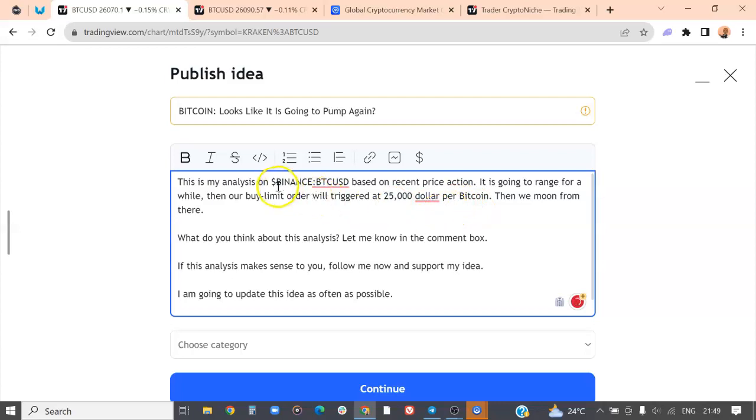This is my analysis on Bitcoin based on recent price action. It's going to range for a while. Then our buy limit order will be triggered at $25,000 per Bitcoin. Then we move from there.